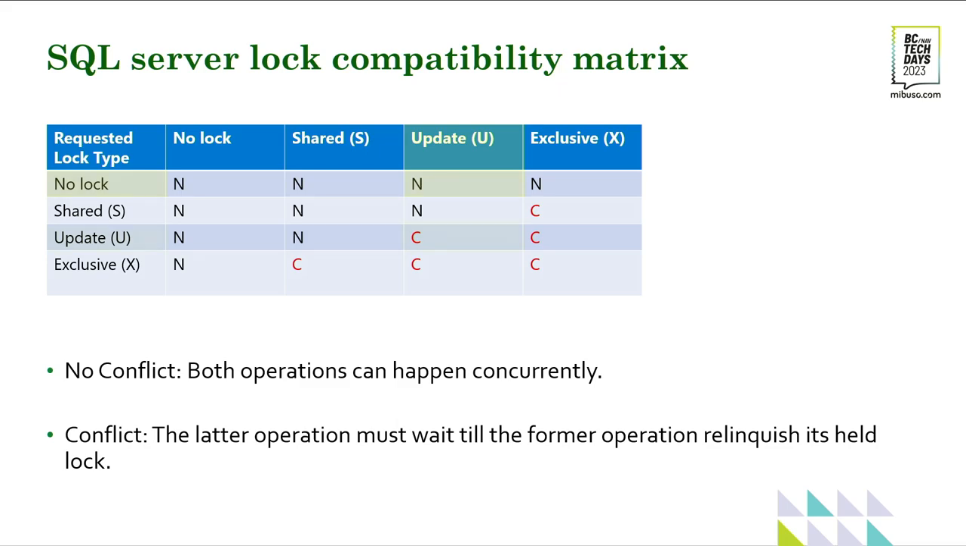Let's take another example, something that maybe blocks. This is really interesting because this is what we have when we do LockTable: two sessions both doing LockTable and trying to read. You're coming with an update lock and there's already an update lock there. It's a conflict. This means the latter operation, the one trying to read now, will have to wait for the former to release its lock, relinquish it.